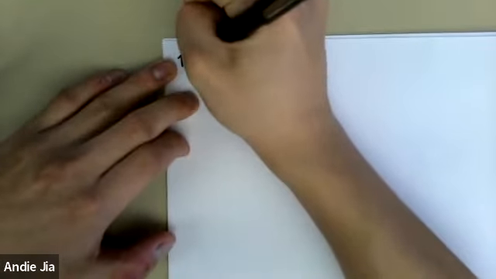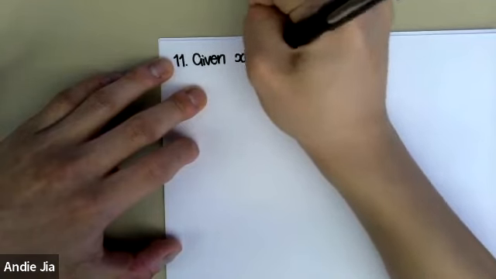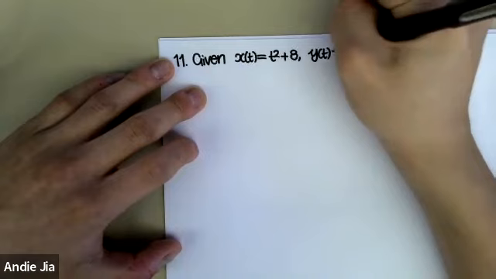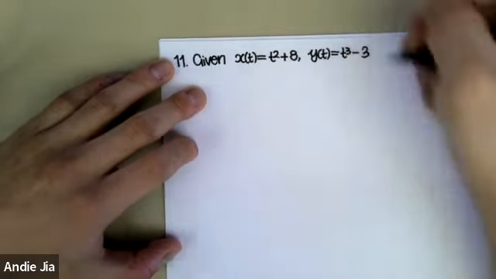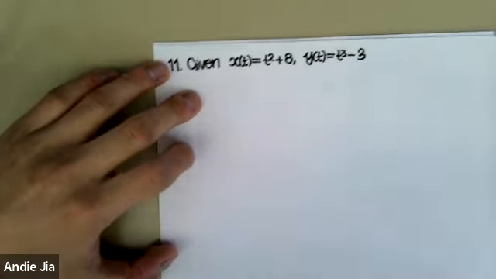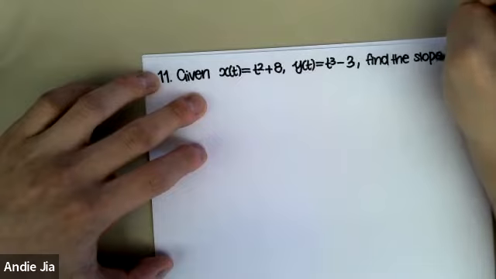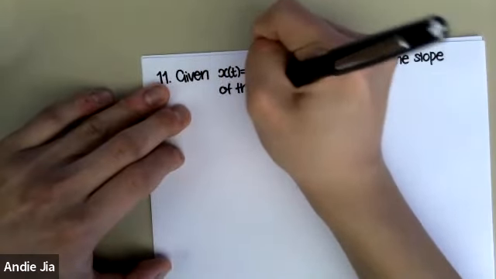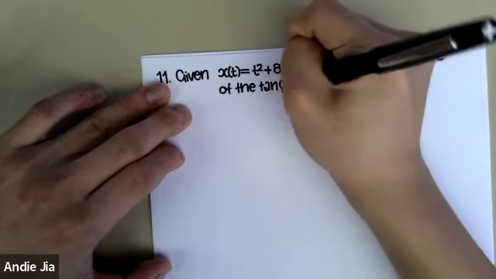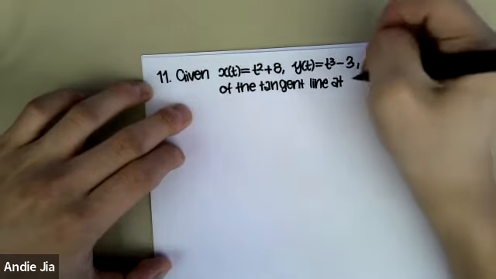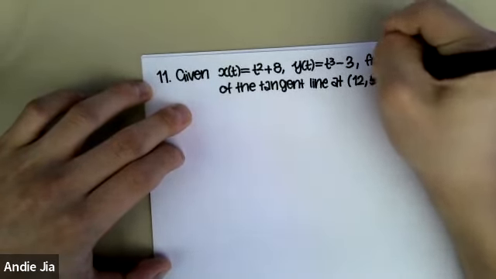So let's try another example. Given x(t) equals t squared plus 8 and y(t) equals t cubed minus 3, find the slope of the tangent line at the point (12, 5).